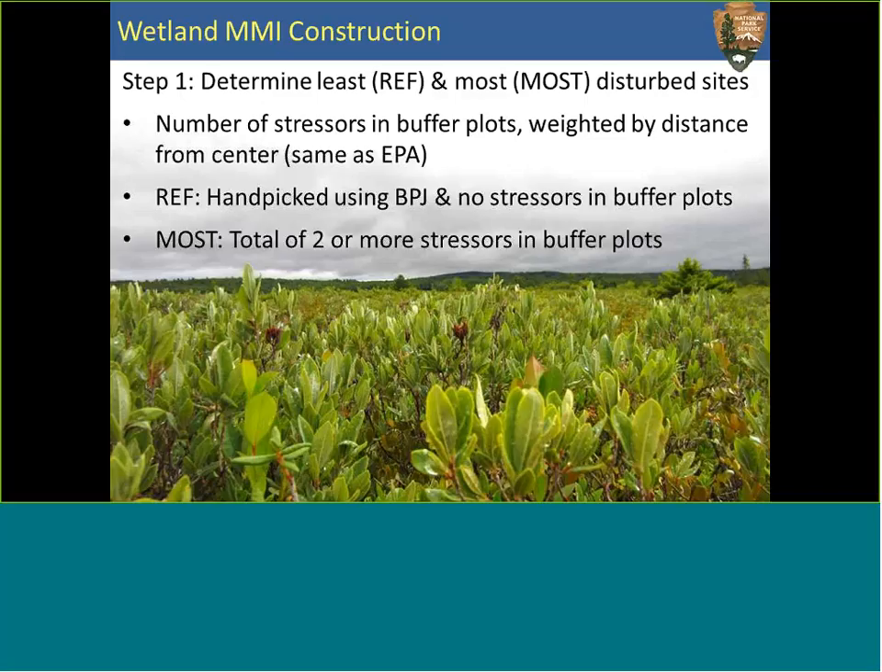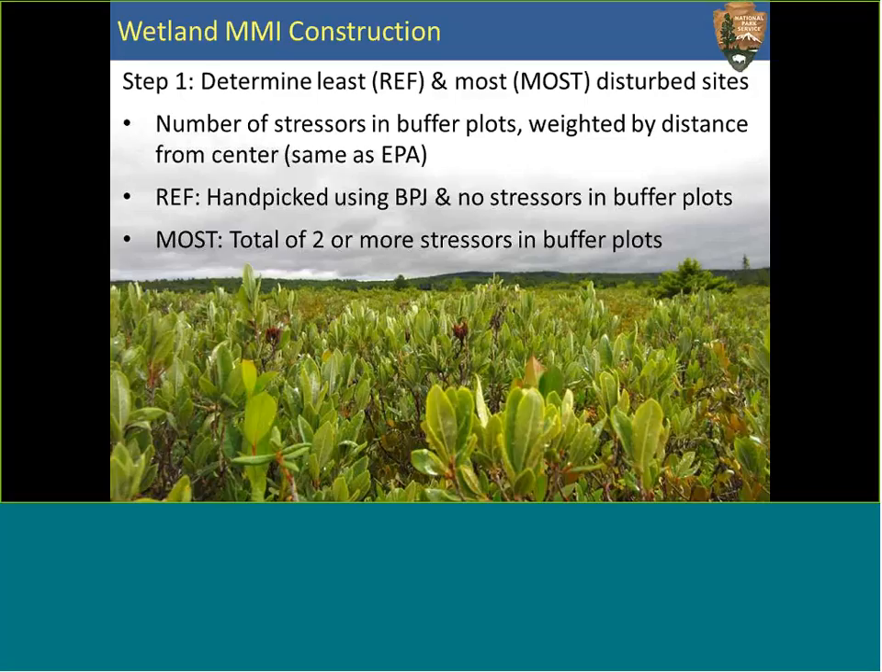And then for the most disturbed, this is a total of 2 or more stressors summed up in the buffer plots. And so this is where I strayed a bit from EPA's approach in that I only used the reference sites that were hand-picked, and I did this because I didn't want to use more data. So by only using reference sites, I didn't have to analyze the data to look at the probability sites to see which ones of those were reference, which EPA did, because it requires a lot of data, and I would have probably used up a lot of metrics that I wanted to use for later MMIs.